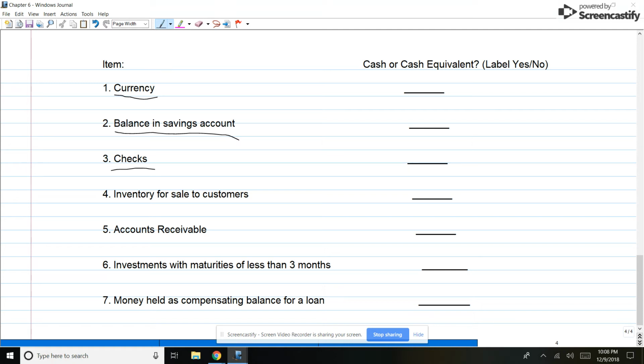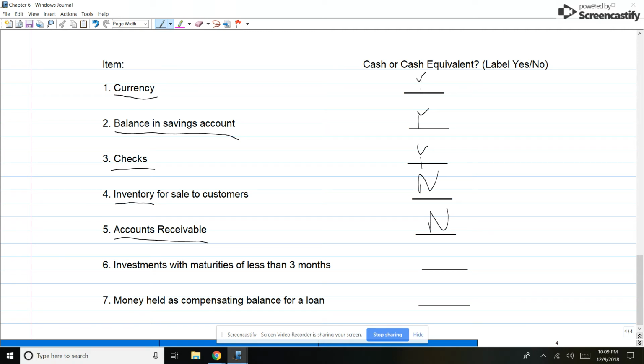All right, right away, the first 3, like I was hinting before, are going to be cash or cash equivalents, and this is a Y for yes. Next, inventory for sale to customers. This is not a cash equivalent, because even though inventory is very liquid, meaning we can convert it to cash pretty quickly, it's not as liquid as cash. Cash is the most liquid asset. Inventory is another account that we have, so it's not cash or a cash equivalent. Accounts receivable, same thing.